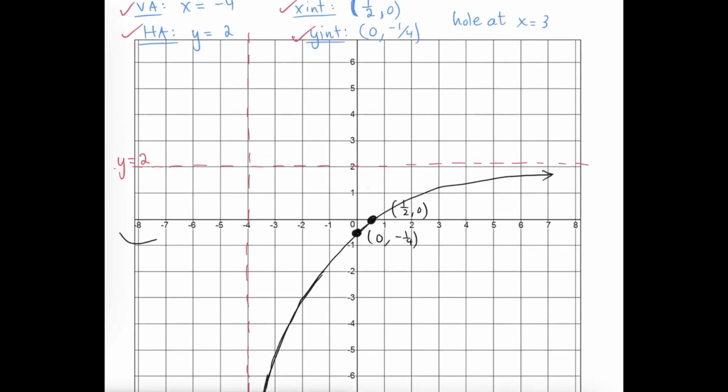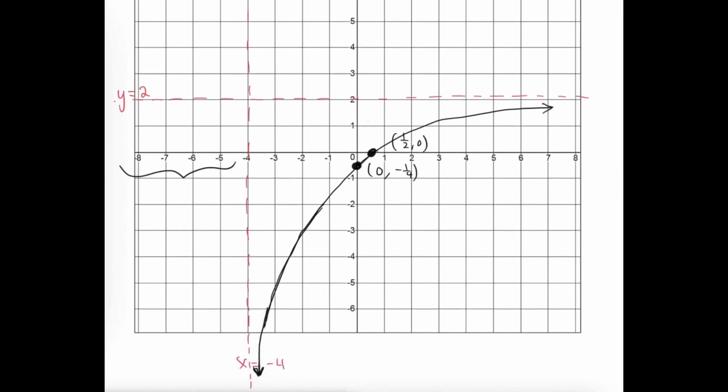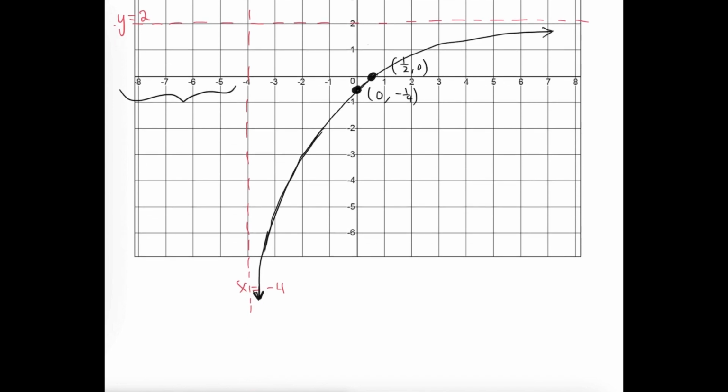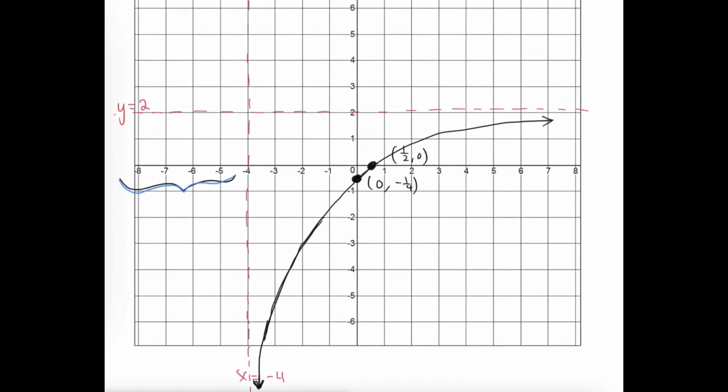In order to see what's going on with the graph over here, let's first make note of the fact that we must have graph in that region because the domain of this function was from negative infinity to negative 4, union negative 4 to 3, and then union from 3 to positive infinity, which means we have graph in all those regions. So this region here is included in the domain. I must have graph there, right?